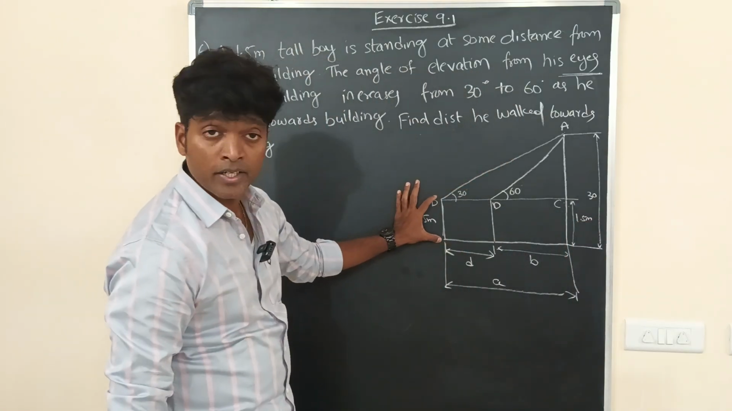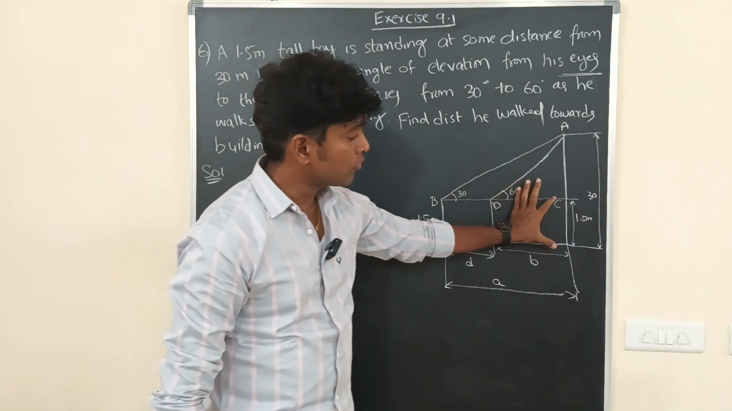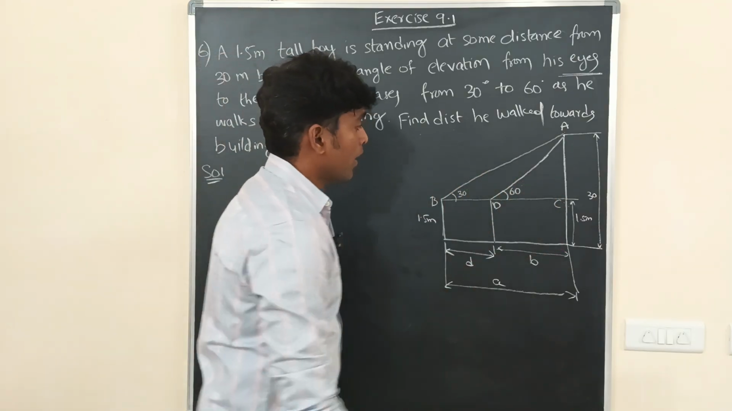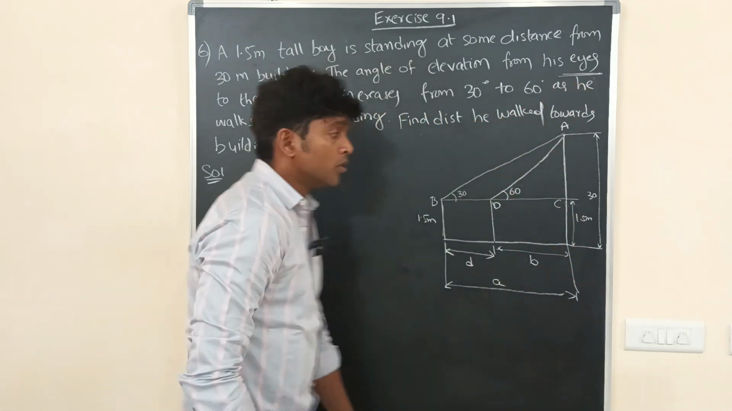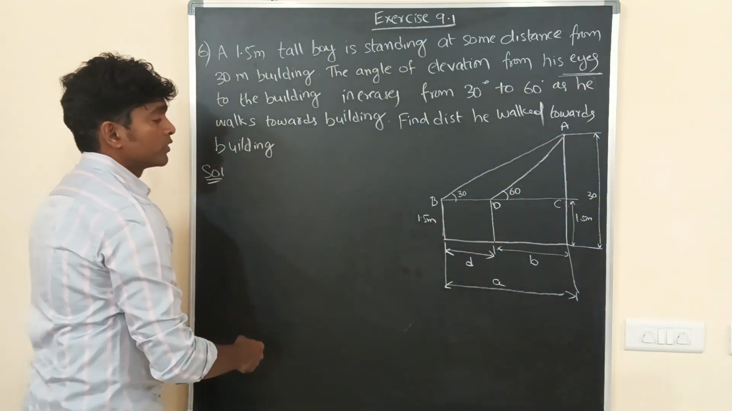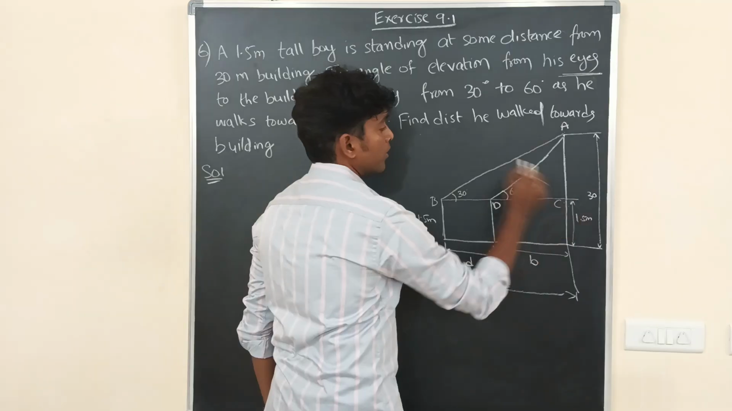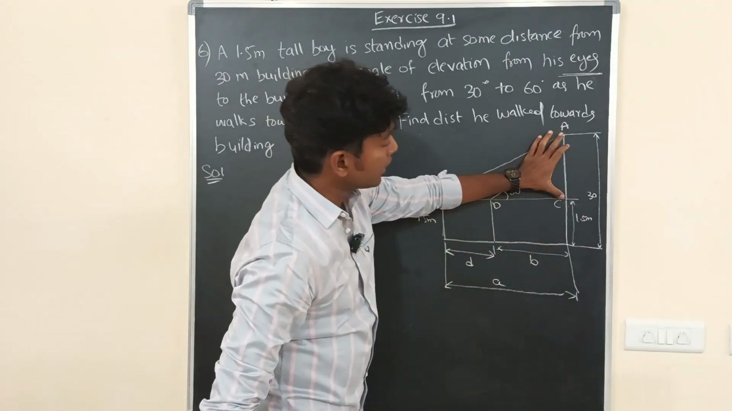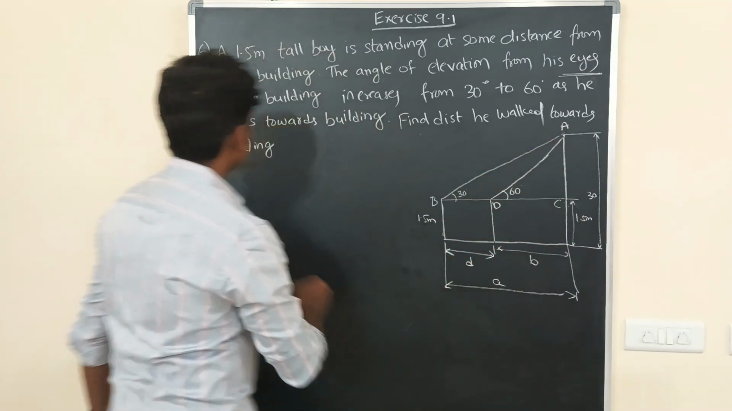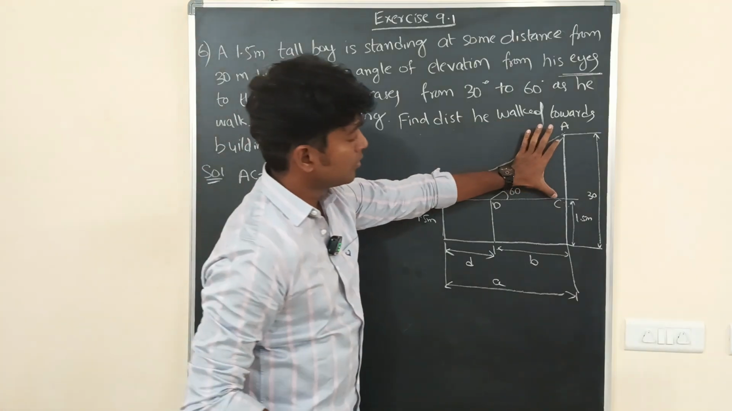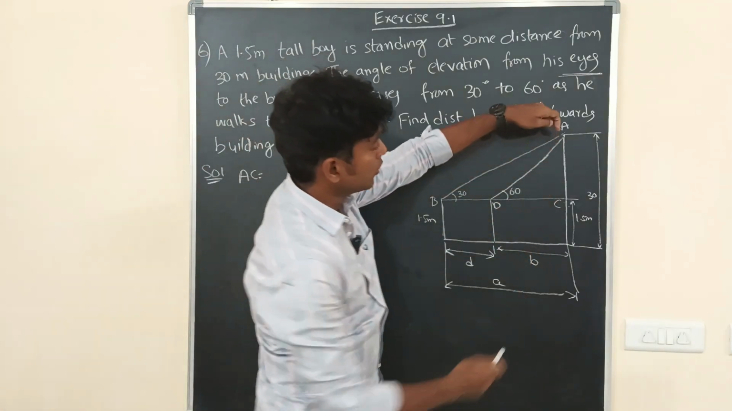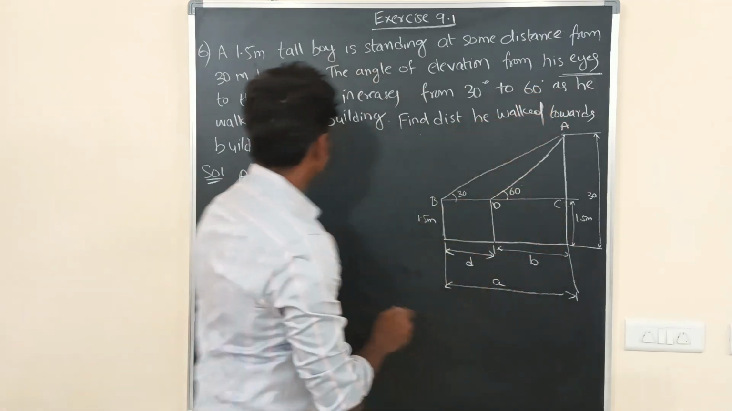Simple thing. This height is 1.5, which means this is also 1.5 meter. And the total height is 30 meter. So from the diagram we can see the total height is 30 meter. So what is AC? AC is equal to, this is AC. AC is equal to, total is 30 meter.